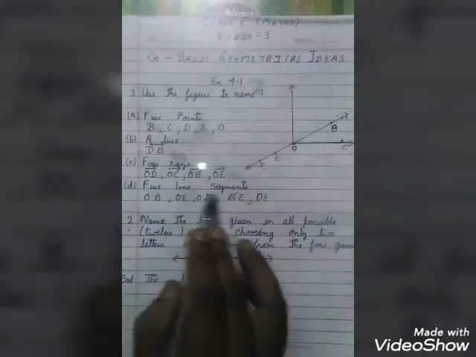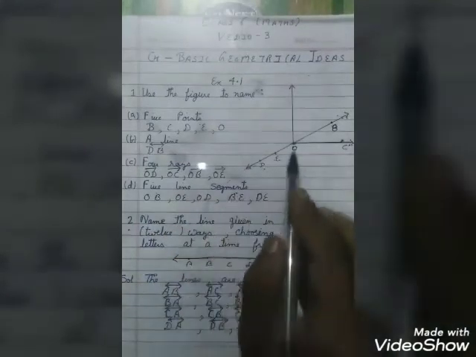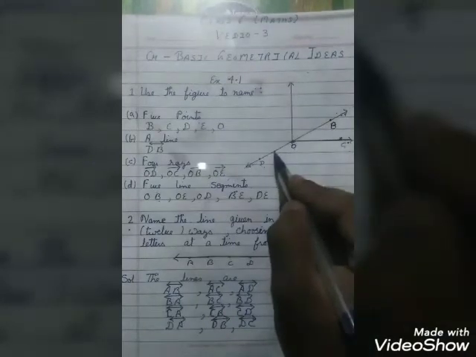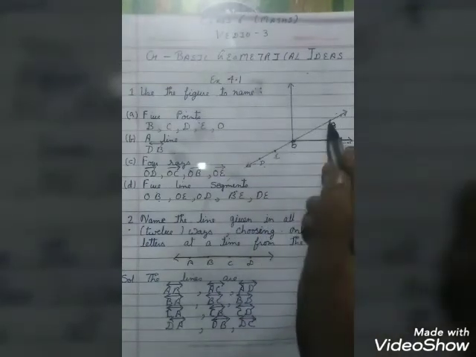So 5 line segments it is asking. Line segments have both ends fixed. OB, this point is fixed and this point is fixed. OE, this point is fixed and this point is fixed. OD, both points are fixed. BE, this point is fixed and this point is fixed. ED, 2 fixed points.